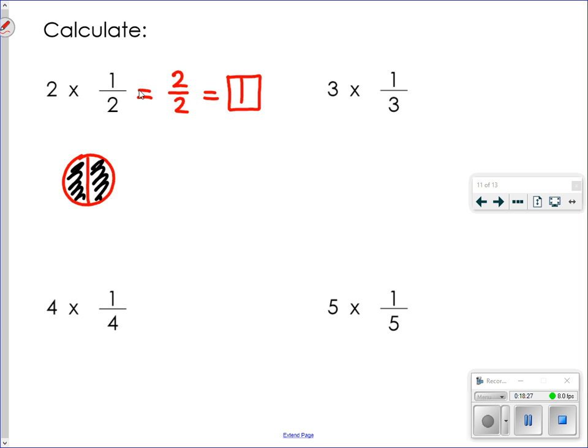Okay, what about 3/3? Well, again, 3 groups of 1/3. That's 3/3. Again, I have a fraction with the same number in the numerator and the denominator. That's 1 whole, isn't it? If I think of that in a picture, here's my thirds.